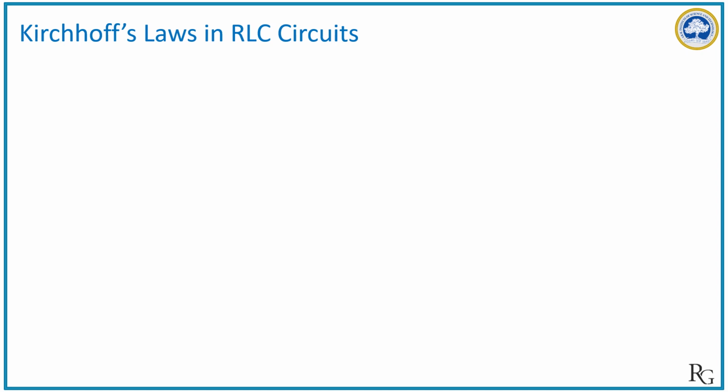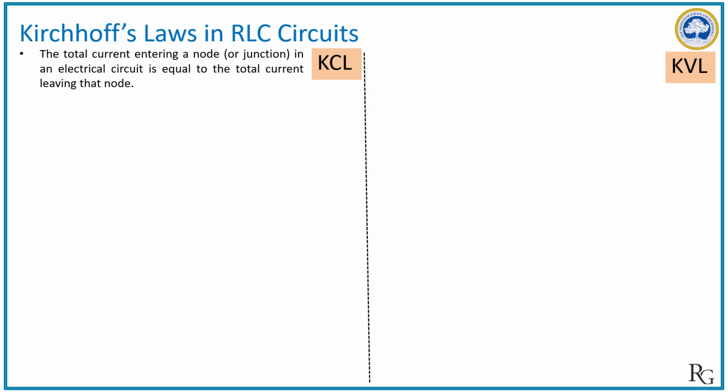To solve any electrical circuit, mostly we use two basic laws of Kirchhoff. The first is for current, and the other is for voltage. So we have Kirchhoff's current law and Kirchhoff's voltage law. Kirchhoff's current law states that the algebraic sum of currents at any node is equal to 0. That means the incoming current at the node is equal to the outgoing current from that particular node.